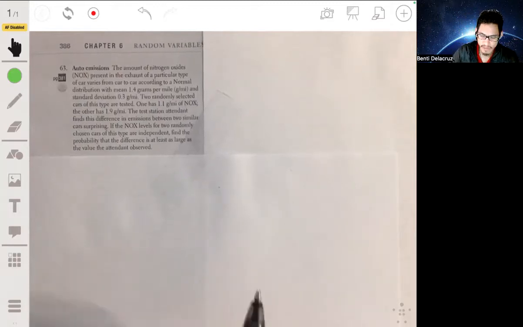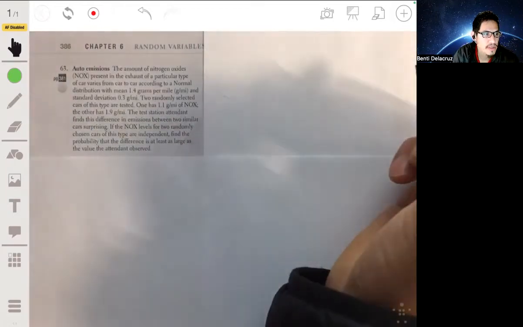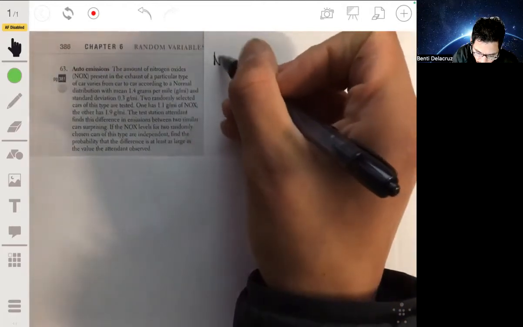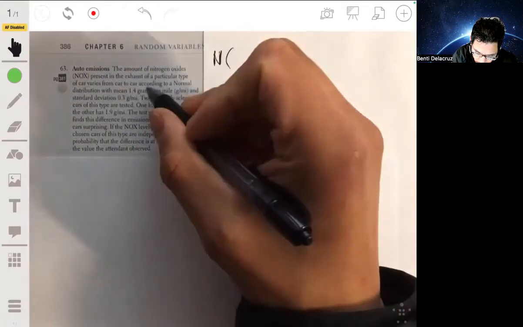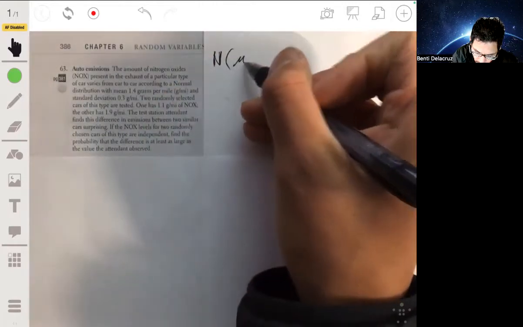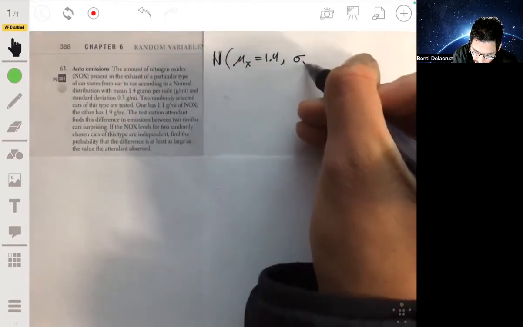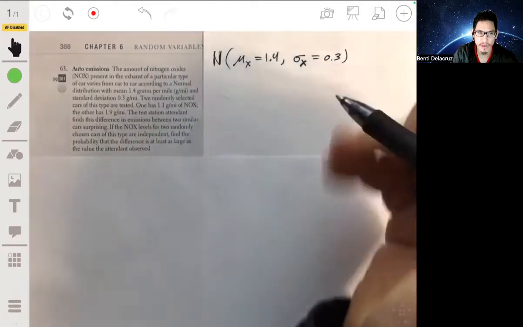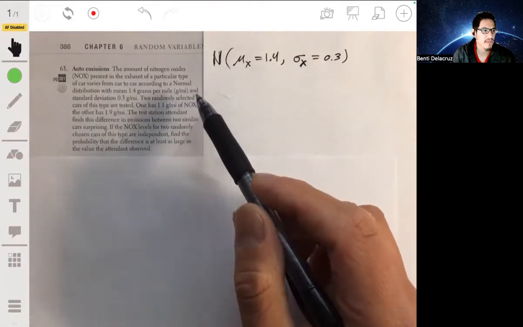Okay, so that's a lot going on there, but let's break it down into math. That's going to make our lives easier, believe it or not. So we have a normal distribution where the mean of X is 1.4, and the standard deviation of X is 0.3. X is going to be the amount of nitrous oxide in grams per mile for a randomly selected car.